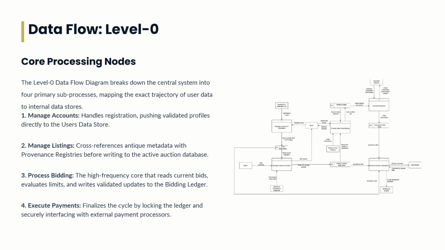And for process 2, manage listing and auctions, it cross-references and tags metadata with the provenance registry before writing to the active auction database. For the third process, real-time bidding, the high-frequency call reads current bids, evaluates limits, and writes validated updates to the bidding ledger. For the fourth process, execute payments, it finalizes the cycle by locking the ledger and securely interfacing with the external payment processor. And we have the final process, generate system operation, which is mainly operated by the administrator to have a system overview and handle comments and dispute flags.